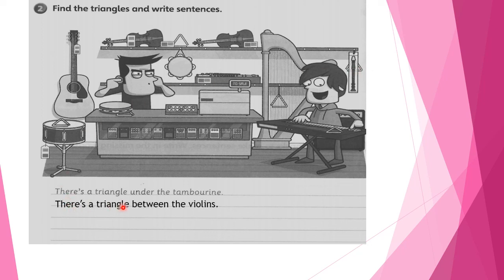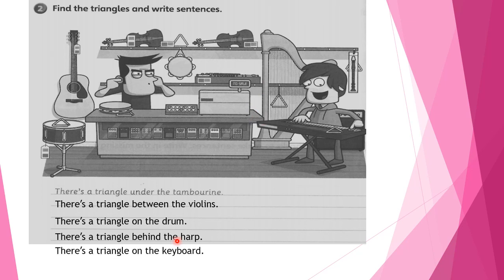Thank you. There is a triangle between the violins. Okay, between here, the violins, this one, okay? There is a triangle on the drum. Yes, here, on the drum. على الطبل. Okay. And there is a triangle behind the harp. Yes, this one. There is a triangle on the keyboard. Yes, this one. On the keyboard. And the last one, there is a triangle behind the recorder. Yes, this one.